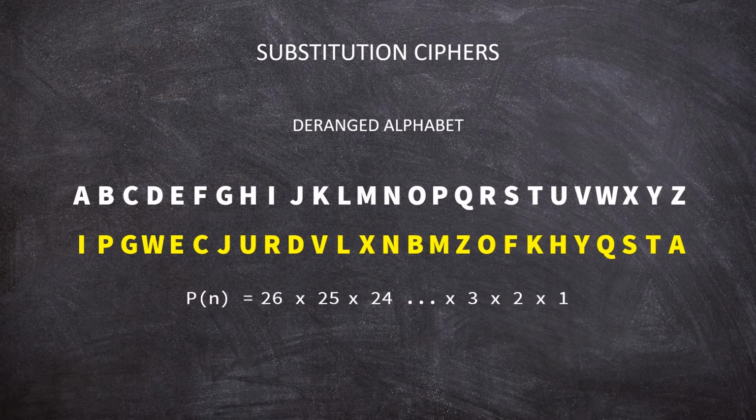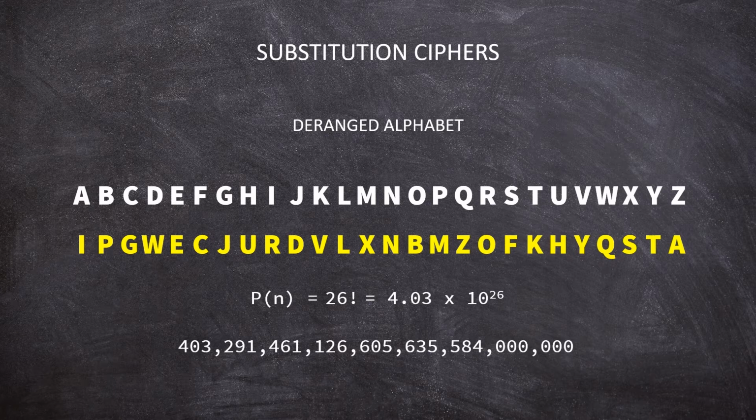If we multiply these values together, we can see that this is the same as figuring out the factorial for the number of letters in the alphabet. When solved, we come up with this massively large number of 4.03 times 10 to the power of 26. And when written out, it gives you a number that you see here. This is the number of possible keys we can come up with for the deranged alphabet.